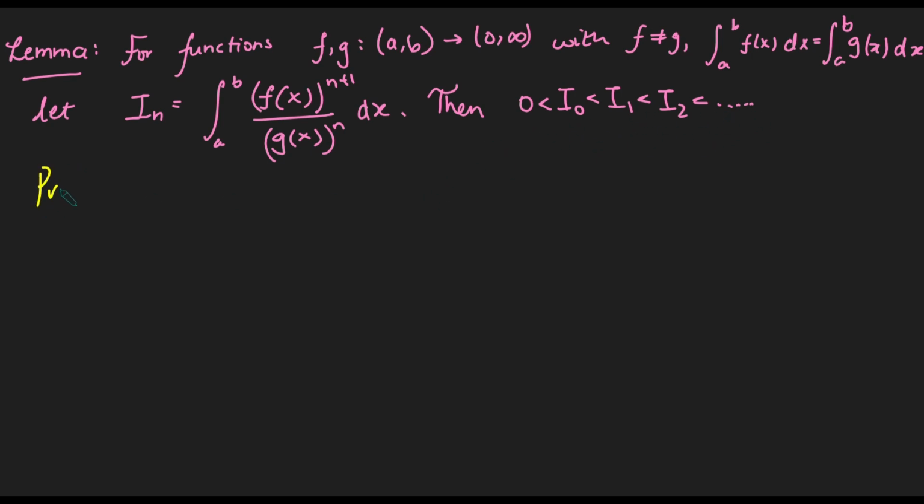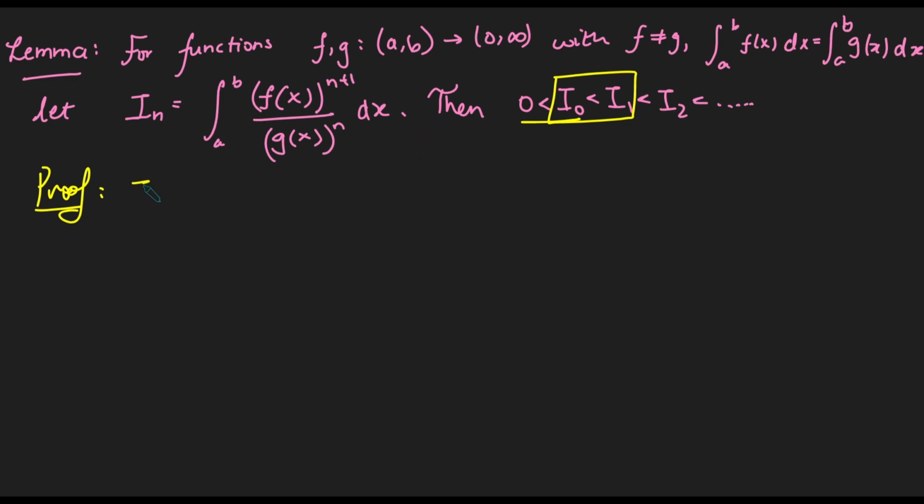So let's prove this lemma. How are we going to prove it? Well, let's firstly prove that I_0 is positive. And that's pretty obvious because if you just plug in n is 0 into here, you just get the integral from a to b of f(x) dx. And since f(x) is a positive function, its integral will be positive as well. So that's pretty straightforward. Next, I guess we'll prove this guy here, that I_0 is less than I_1.